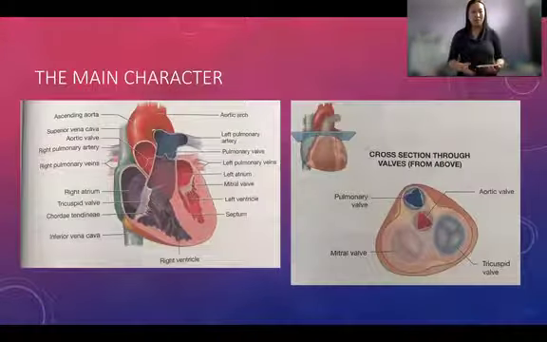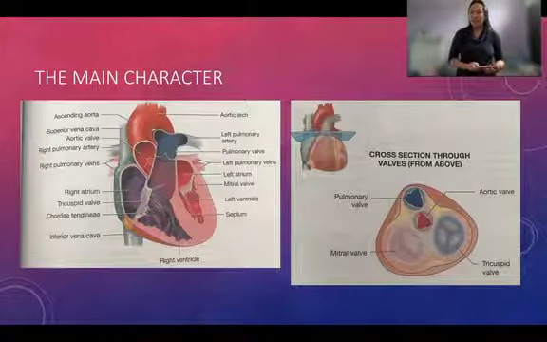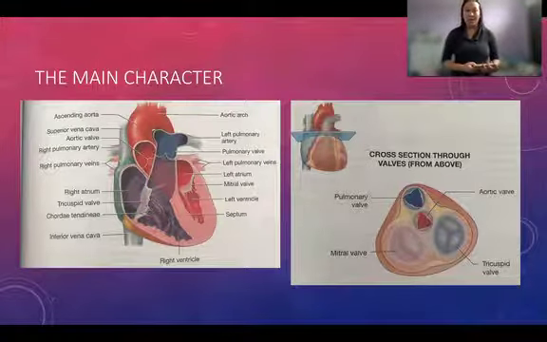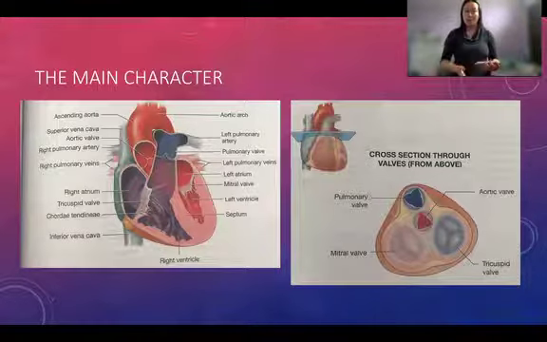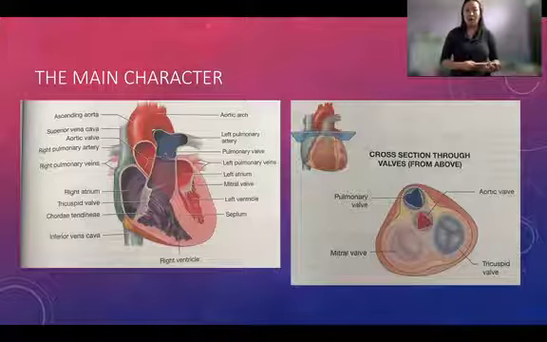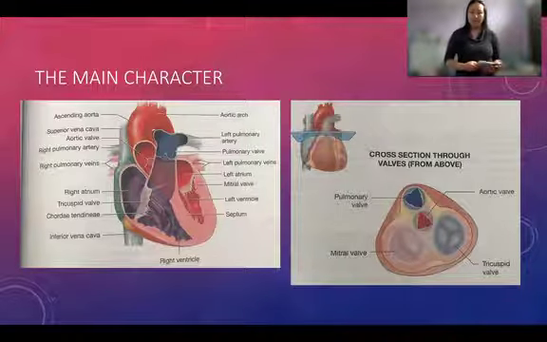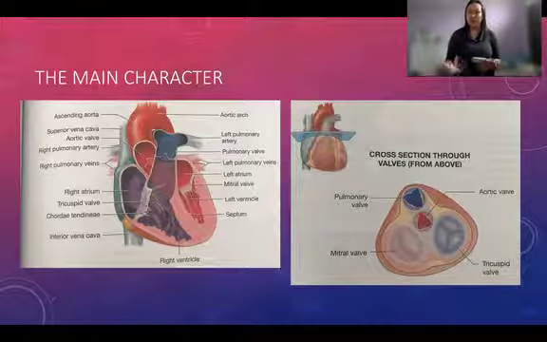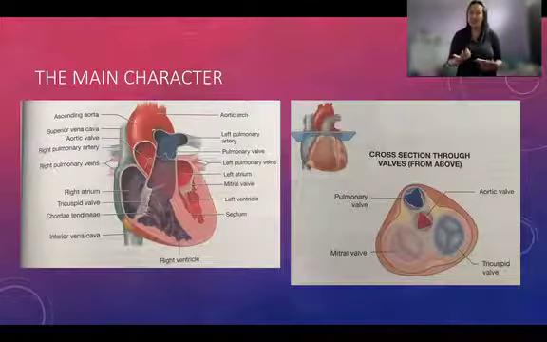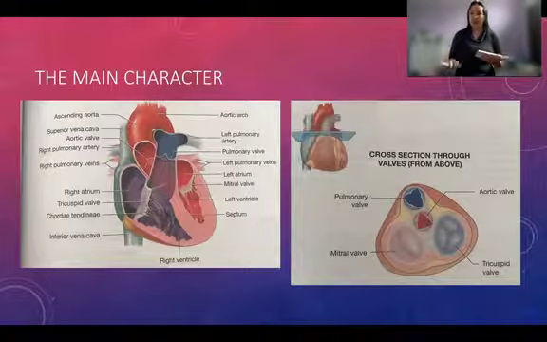First of all, let's take a look at our main character, the heart. Now, the heart is surrounded by a double-layered pericardium, which in turn forms the pericardial sac. The outer layer is known as the parietal pericardium, and the inner layer is known as the epicardium. Between these layers resides the pericardial fluid, which aids in a type of lubrication for the heart that allows the heart to smoothly contract with each heartbeat.